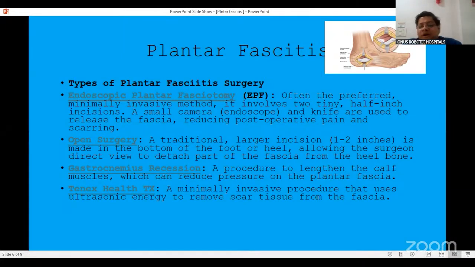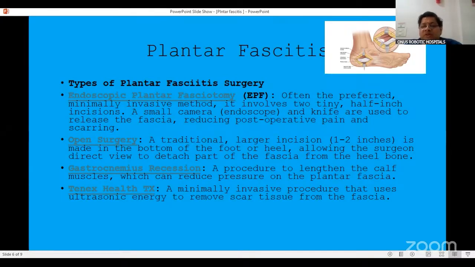You remove it, and then you have to rule out tarsal tunnel syndrome, and also rule out secondary tightness of the gastrosoleus. If there is any pain because of gastrosoleus tightness, you have to do release of the gastrocnemius muscle. Another thing is that endoscopy is not done by everybody, so you can go for open surgery.